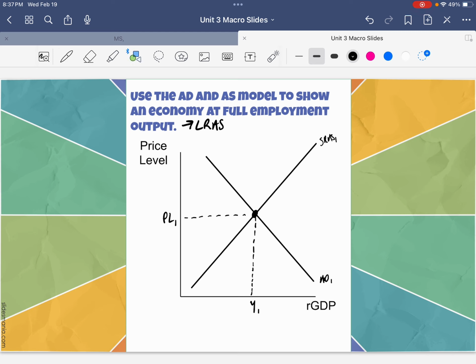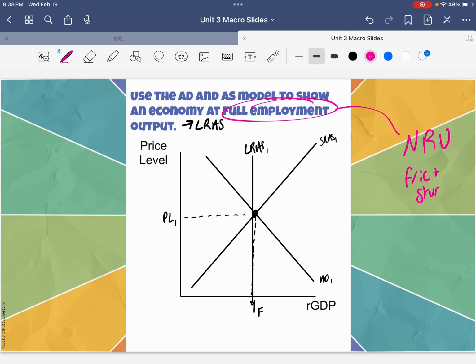So the way that we show that is by putting the long run aggregate supply curve smack dab through the middle, so that our current output is the long run output. We would label this long run aggregate supply 1. And this is no longer Y1, it's Y at full employment. And remember, full employment means that it is the natural rate of unemployment. It's going to be frictional plus structural and no cyclical unemployment.